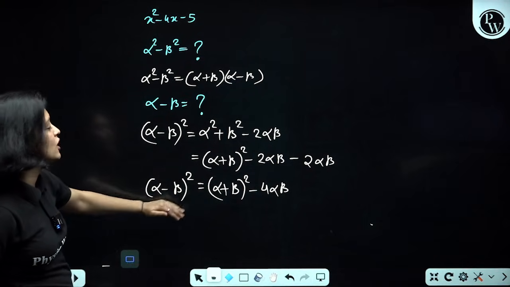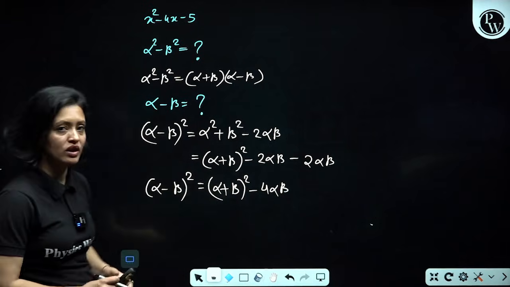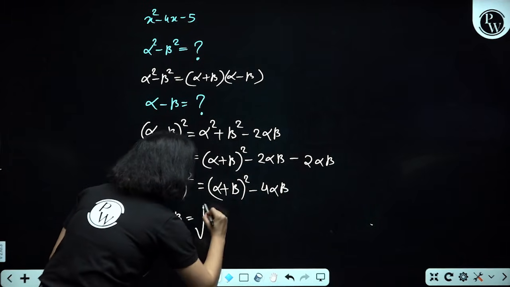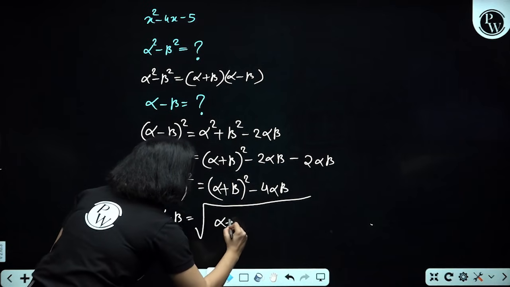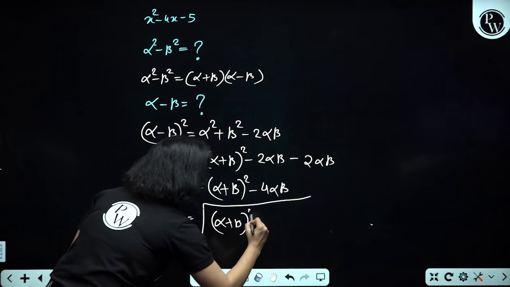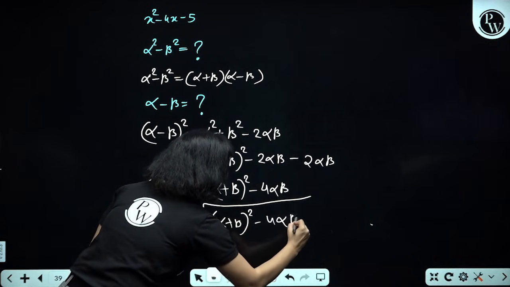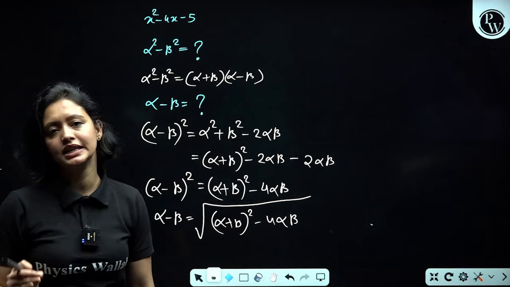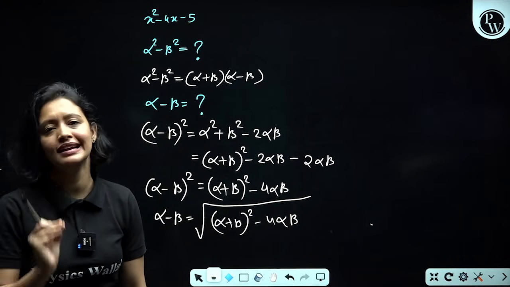Alpha minus beta whole square is alpha plus beta whole square minus 4 alpha beta. So if you have to find alpha minus beta, you will just take the square root of alpha plus beta whole square minus 4 alpha beta. Looks tricky, but it is not if you know your identities. That's it. You should know your identities, guys.